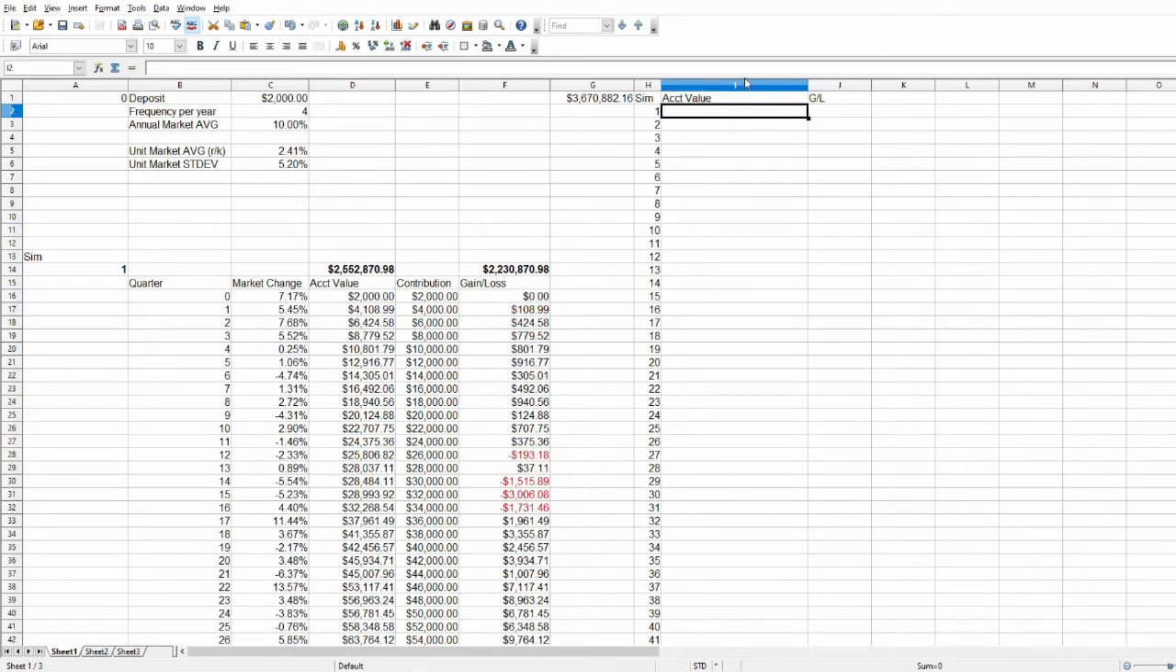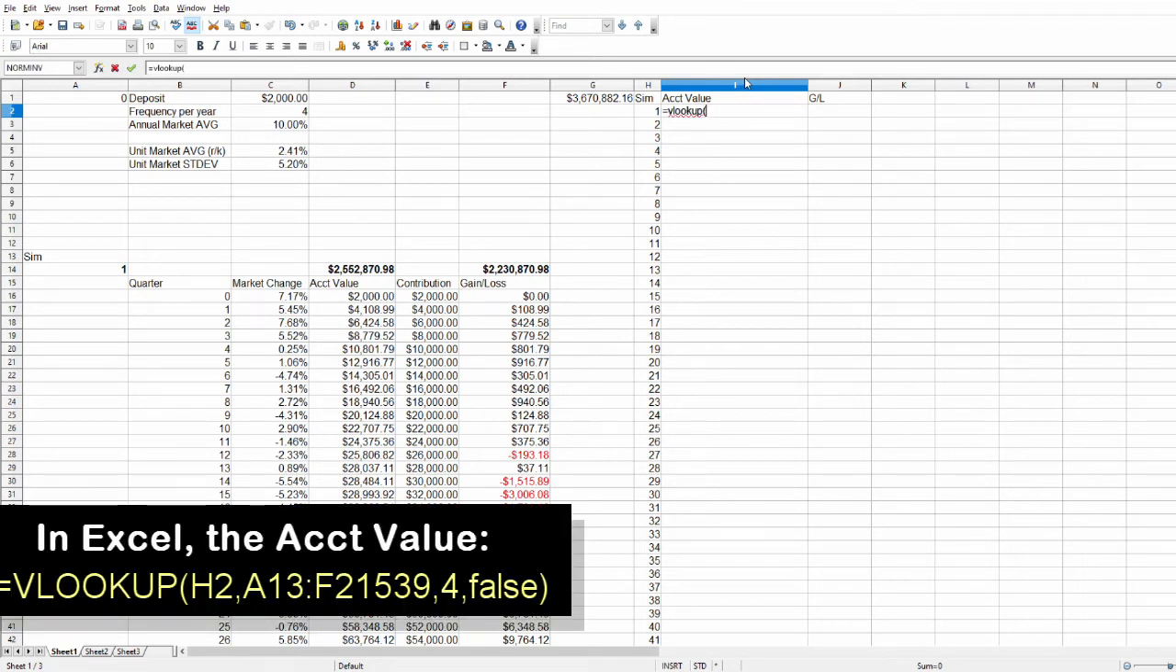So here's how I'm going to do this. I'm going to say VLOOKUP. If you're doing this in Excel, it's the exact same thing, but with commas. In OpenOffice, it's semicolons once again. But what do I want to look for? I want to look for the number 1. So I'm going to click on 1, semicolon or comma, array.